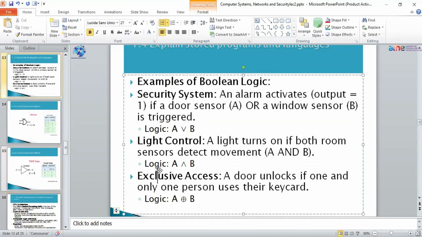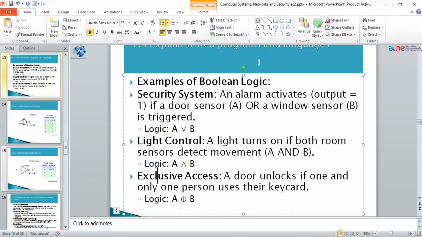So let's discuss some examples of Boolean algebra. Let's suppose we have a security system with an alarm activity, so we have to give an output. I say that if a door sensor or a window sensor is triggered, then what will be the logic? It means A or B.